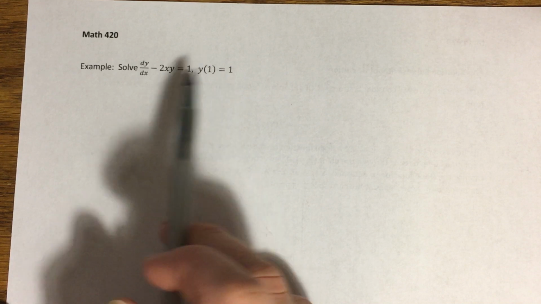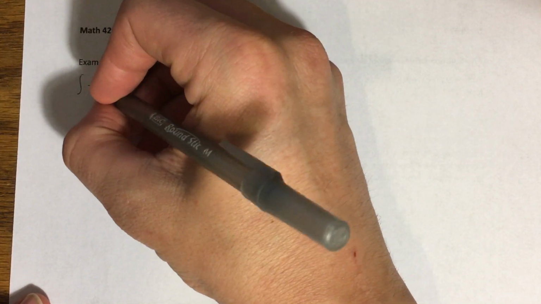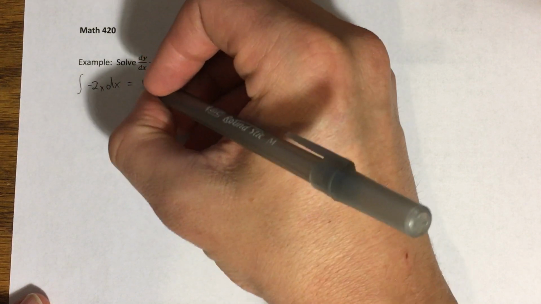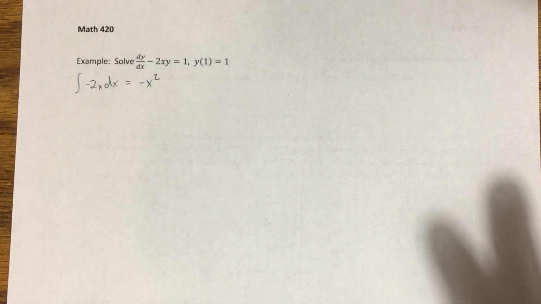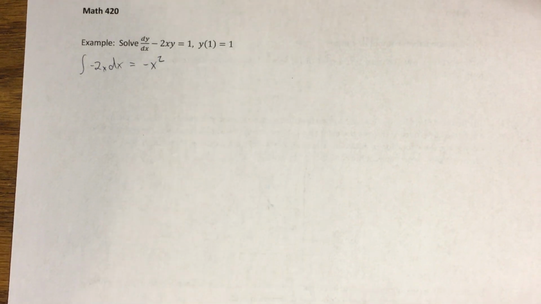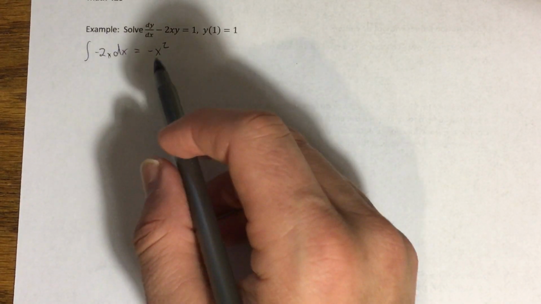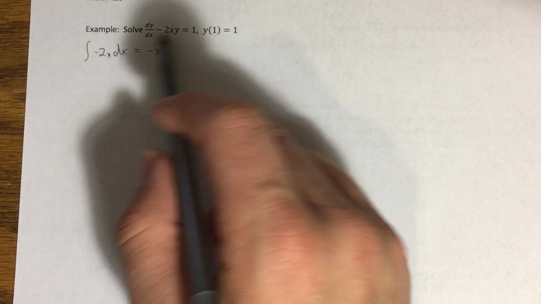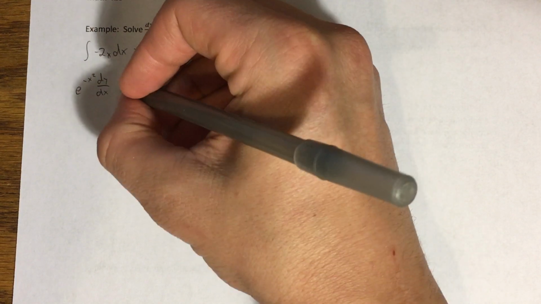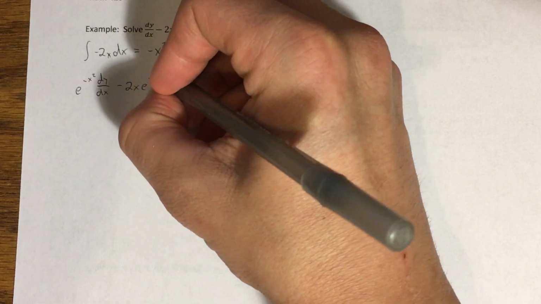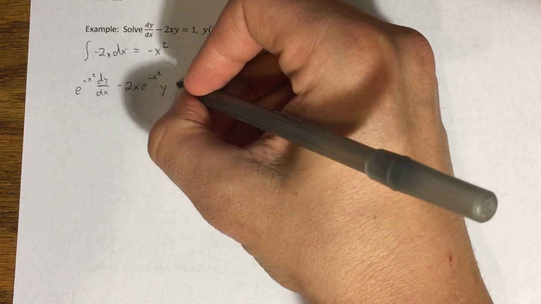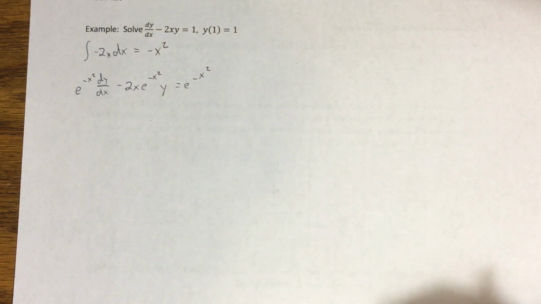Notice that it's linear. It's already in the form that we want it to be in. My p of x in this case is negative 2x. So that means that I need to integrate negative 2x dx, which is equal to negative x squared. Again, don't worry about the plus c here. Okay? Negative x squared, that's what I'm raising my e to in my integrating factor to multiply both sides of this DE. So doing that, I get e to the negative x squared dy/dx minus 2x e to the negative x squared y equals e to the negative x squared, like that.